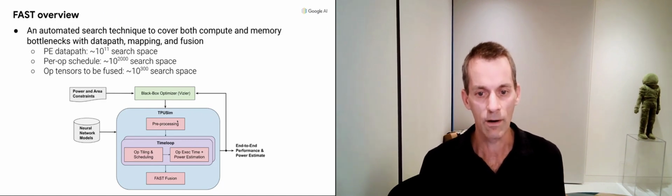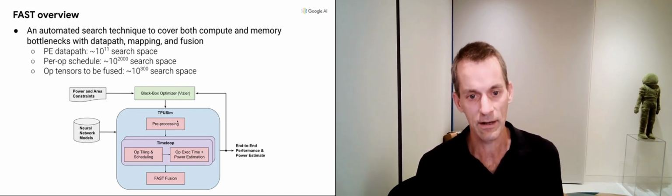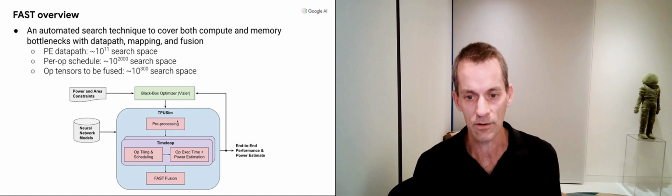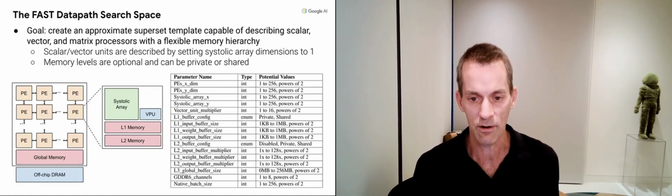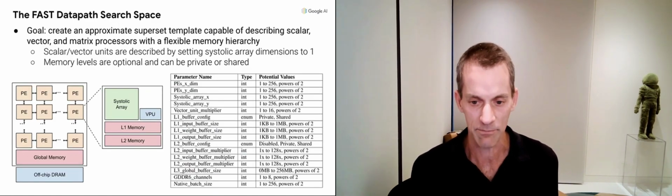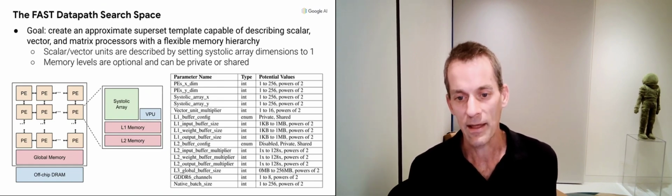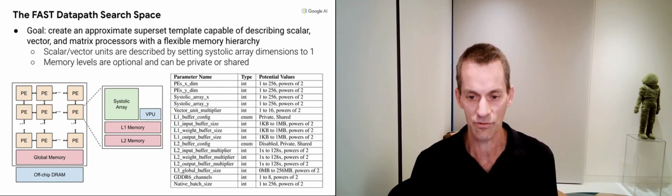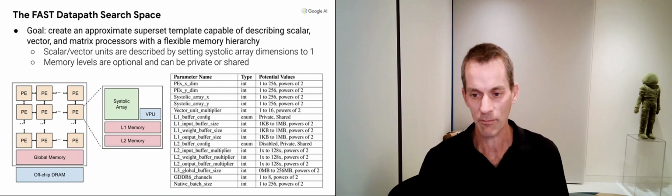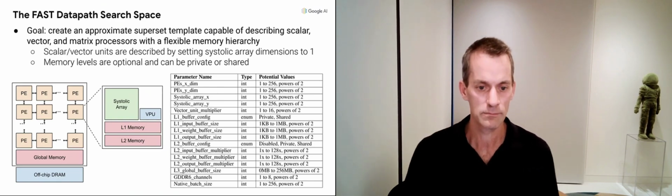Yeah, so one of the things you feed in are power and area constraints into a black box optimizer, and then neural network models. And then you feed that into a simulator of alternative computer architecture designs for TPU-like chips or ML accelerator-like chips. And that then gives you an end-to-end performance and power estimate of that particular architectural design and how it would perform for this particular model.